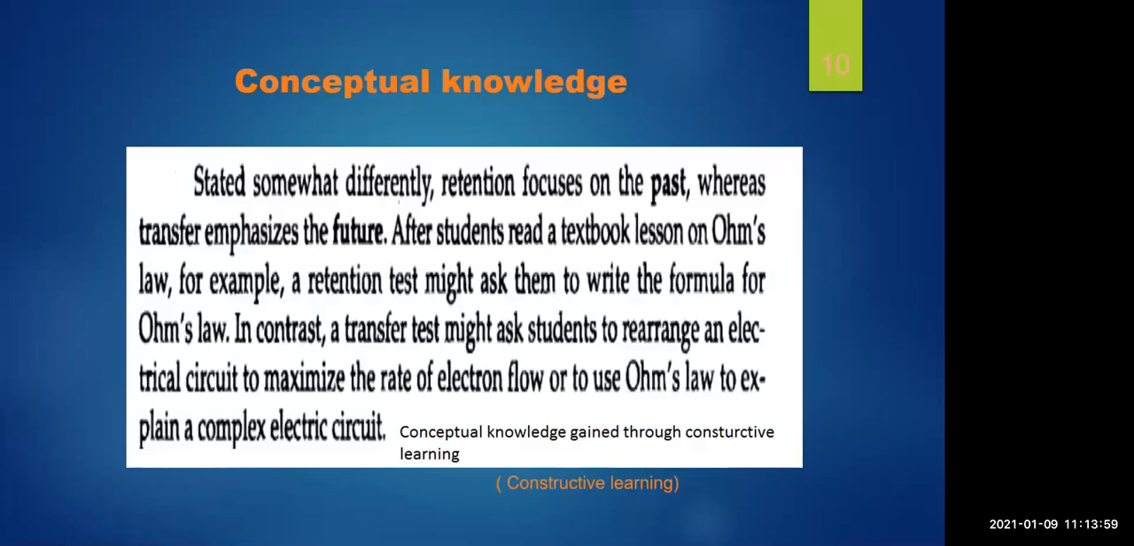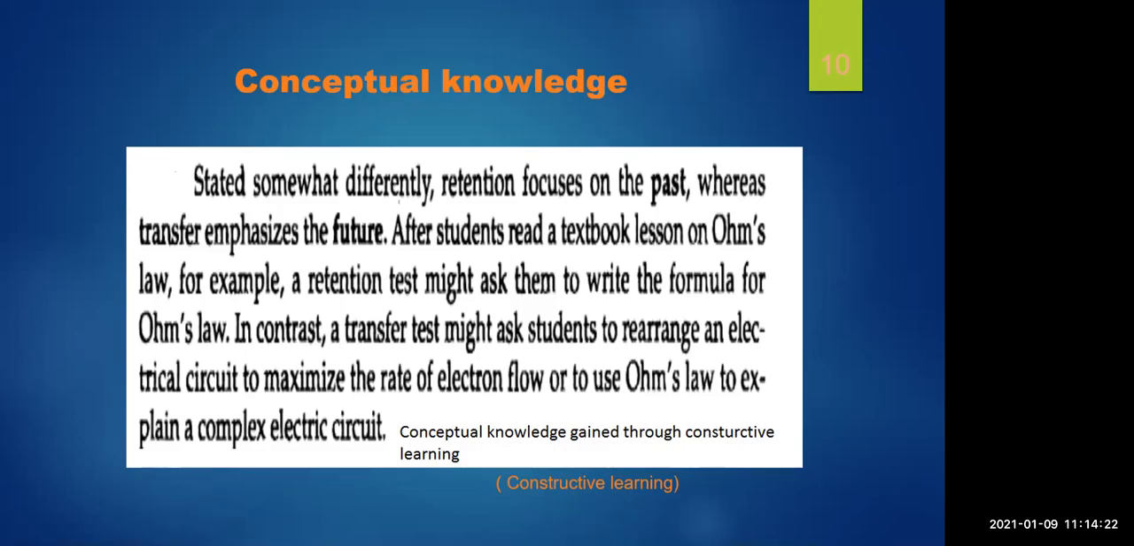So the conceptual knowledge is gained through a constructive learning process. That is what they are trying to say. This is also again a psychological term. The conceptual knowledge we are giving so far is nothing but teaching Ohm's law. We ask them to write it in the test, or we give some problem, and with that we stop. We are not relating it to the real world application. So instead of that, we give them the real world application.